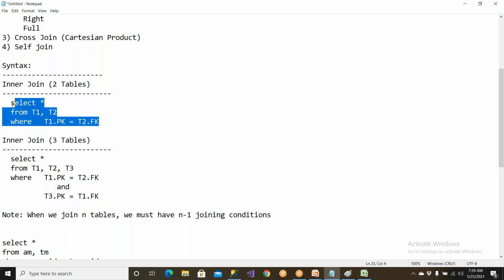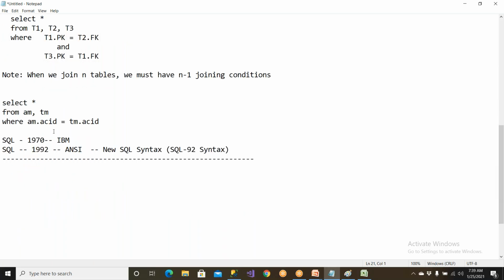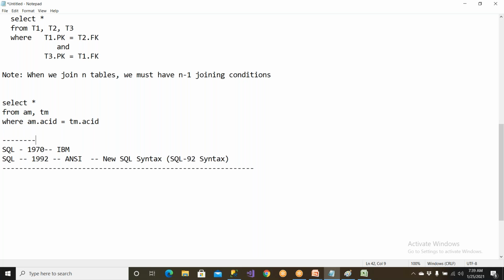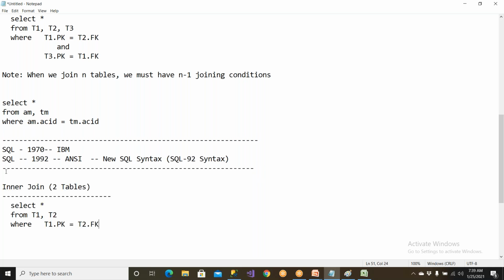To join these two tables, the old syntax was whatever we discussed. The new syntax I'm going to be talking about now. In the new syntax, they have said you must use join, remove the where clause and put an on clause.